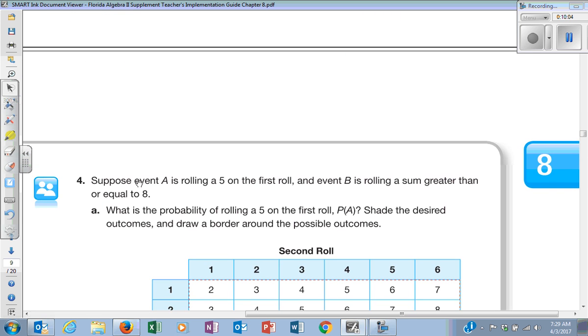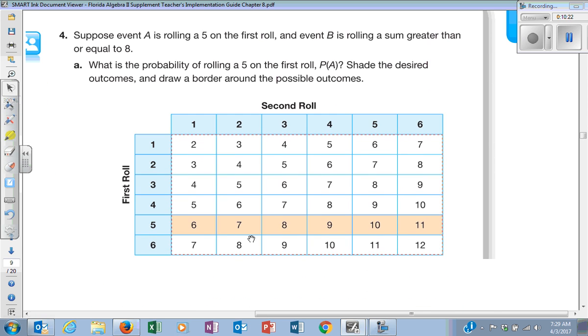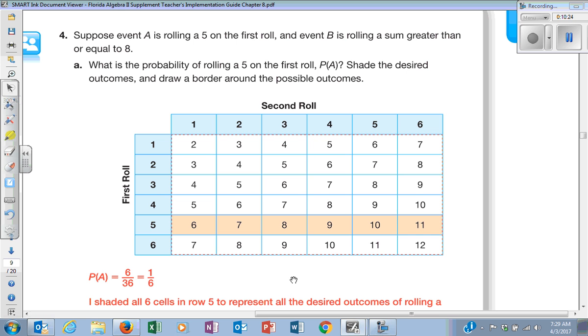All right, suppose A is rolling a 5 on the first, and B is rolling a sum greater than or equal to 8. So what is the probability of rolling a 5 on the first roll? Shade the desired outcomes. Should be 1/6 still. Does that make sense? Okay.